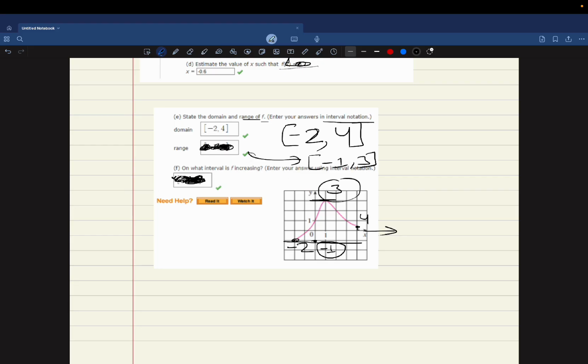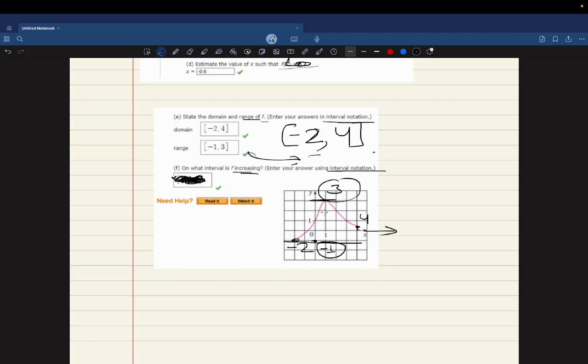Okay, now number f, it is saying on what interval is f increasing, and then let's erase this so we can read it properly and then also reveal the answer. Okay, so on what interval is f increasing? Enter your answer using interval notation.